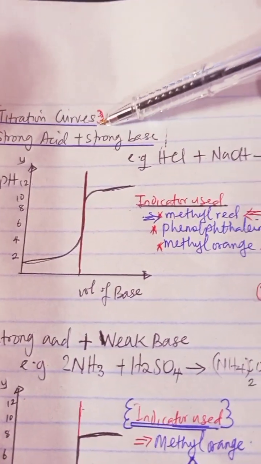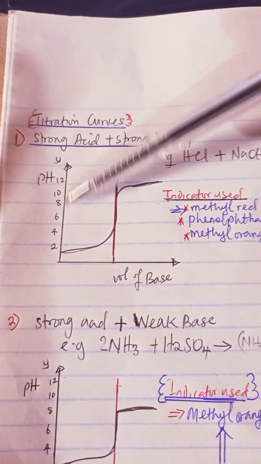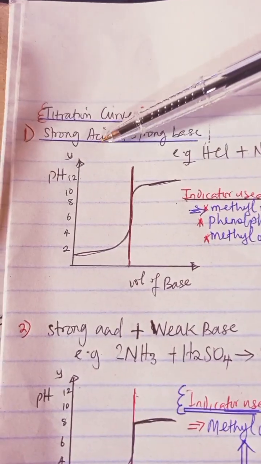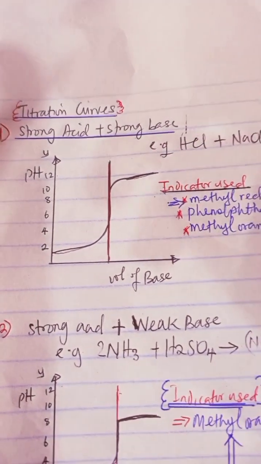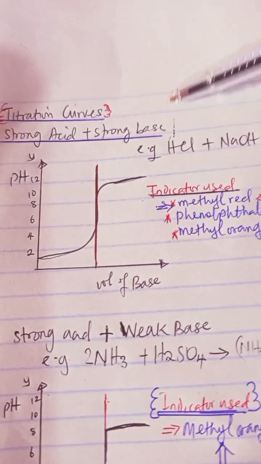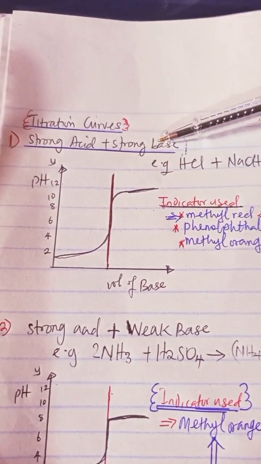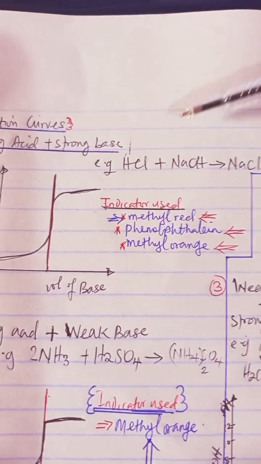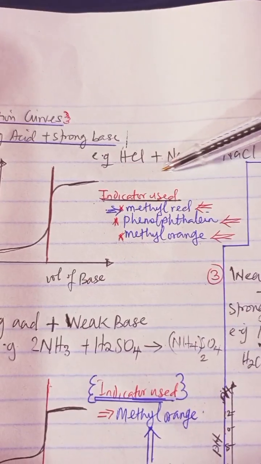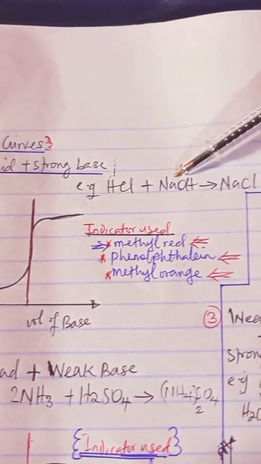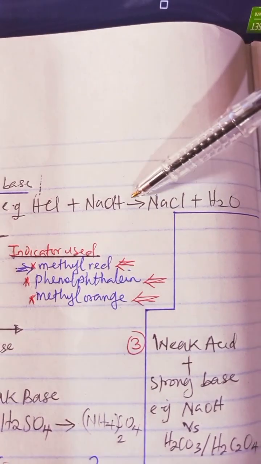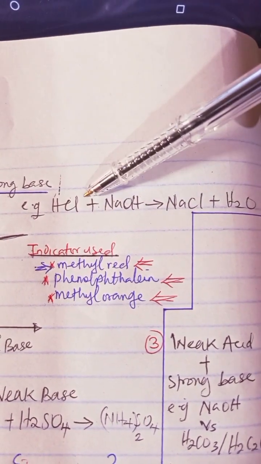So this is a titration curve for a strong acid and a strong base. What does the graph look like? An example of a strong acid is HCl, and an example of a strong base is NaOH. I've given you the charts already showing the strong acids and strong bases. When strong acid HCl reacts with NaOH, this is a neutralization reaction. This reaction is called neutralization.